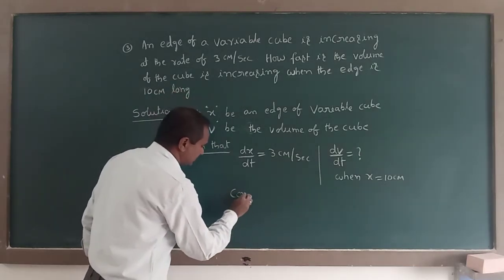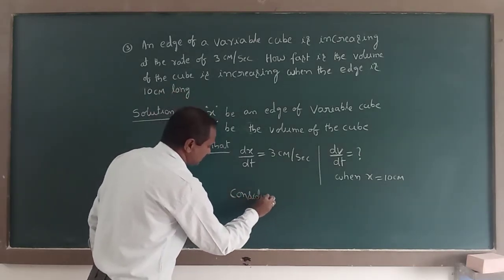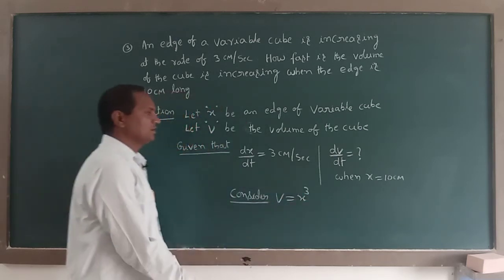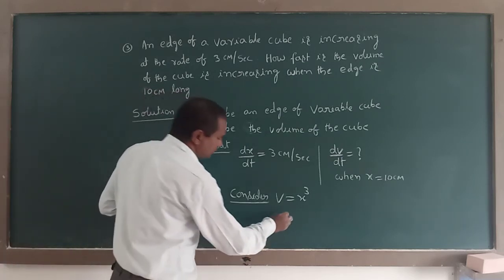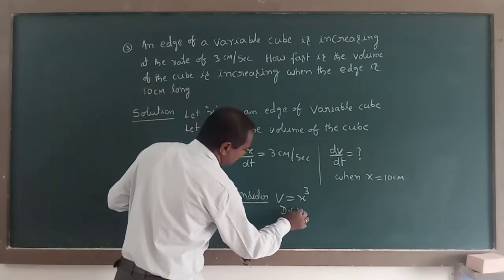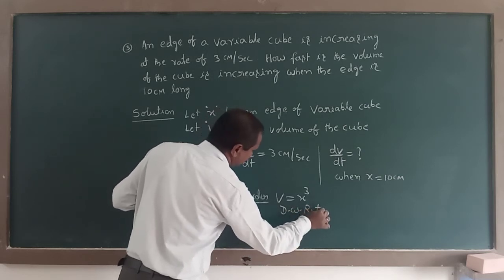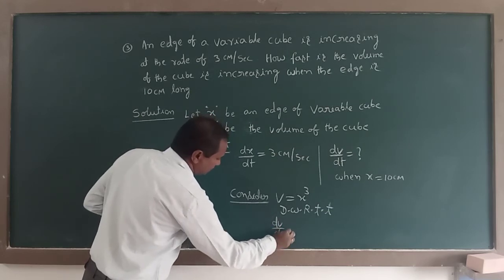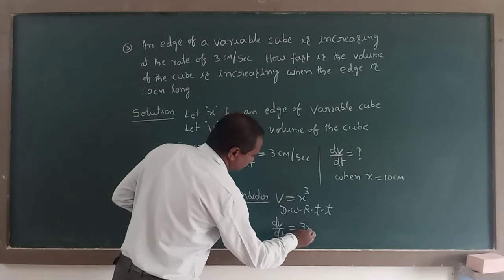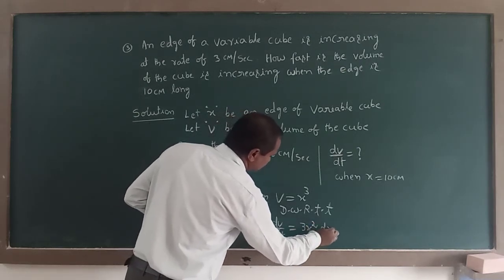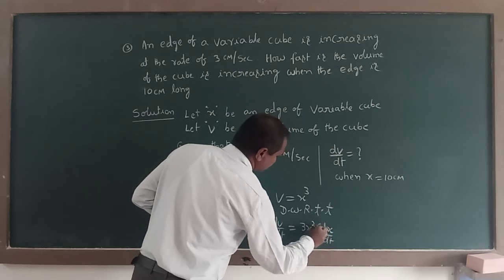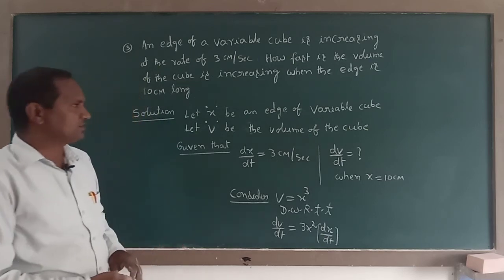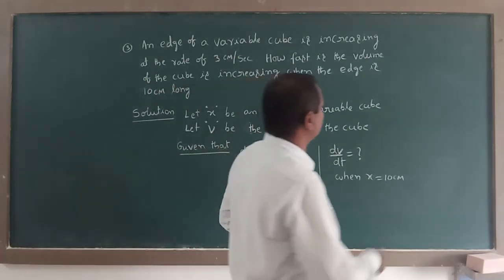Consider V is equal to x cube, length into breadth into height, x cube. Now we are going to take differentiation with respect to t. That is, dV by dt is equal to, the differentiation of x cube is 3x square, and next the differentiation is dx by dt. Now, when x is equal to 10 centimeters, which value will we get here, about that we will discuss.